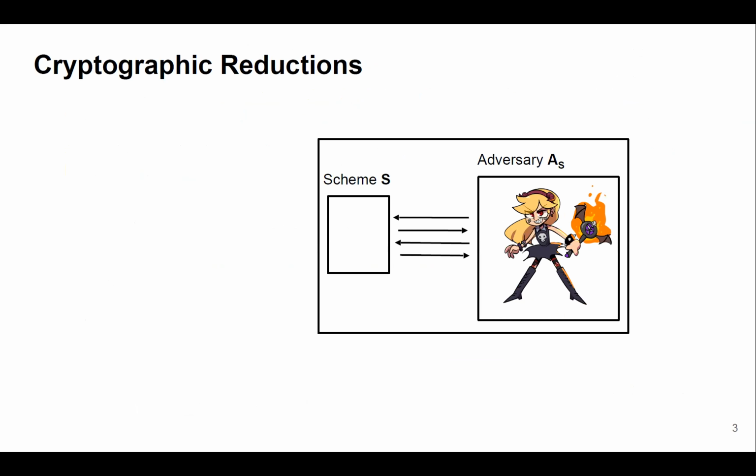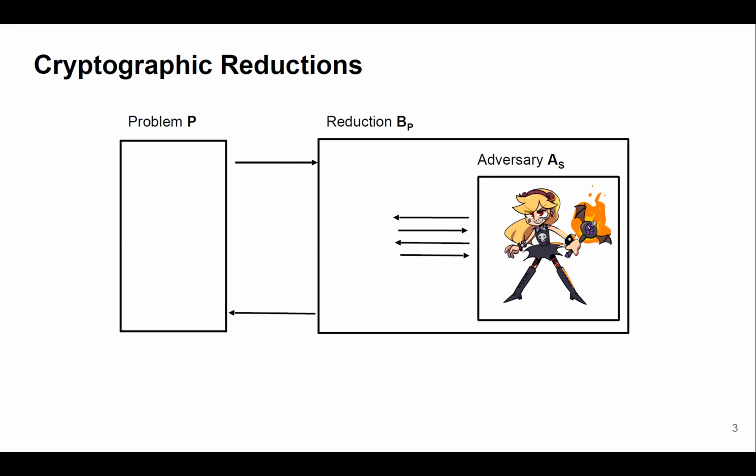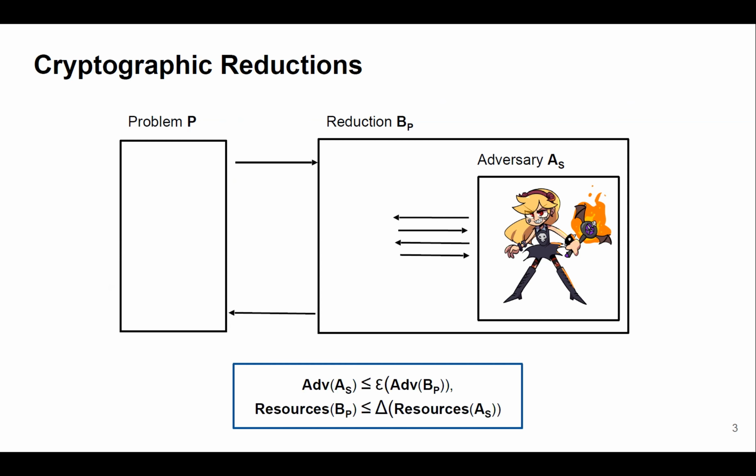Such analysis is often based on cryptographic reductions. A reduction turns an adversary attacking a scheme S into an algorithm that solves a problem, a better understood hard problem P. To do this, the reduction runs the adversary as a subroutine and simulates the scheme to the adversary. The reduction then uses the responses and outputs of the adversary to solve the problem P. Ultimately, our goal is to derive bounds that relate the advantage and resources of the reduction to that of the adversary.